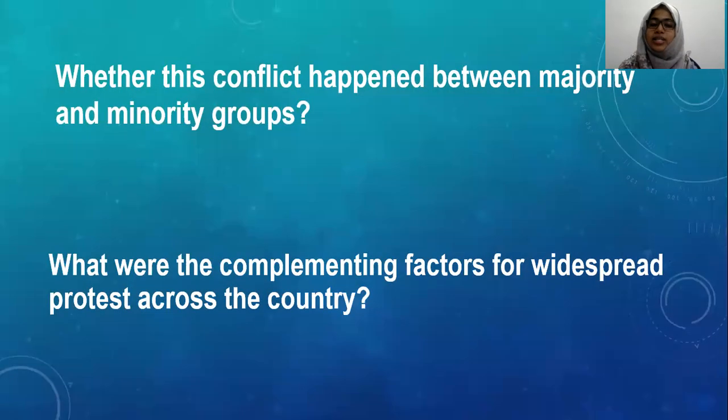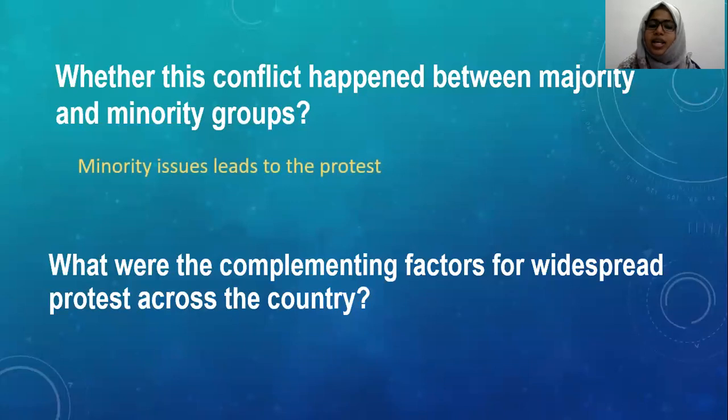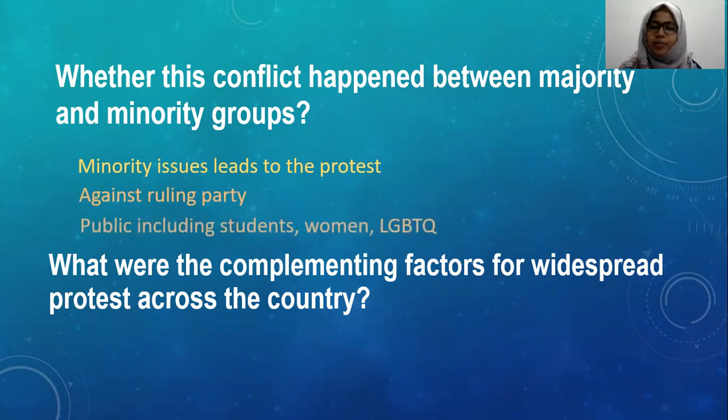The questions we answered from the study were, first, whether this conflict happened between majority and minority groups. Yes, minority issues led to the protest, and it was against the ruling party, but we cannot say that the protest was merely from a minority group. No, it included the vast public of this country, including students, women, and LGBTQ people. And what were the complementing factors for the spread of the protest? It was representation and identity.